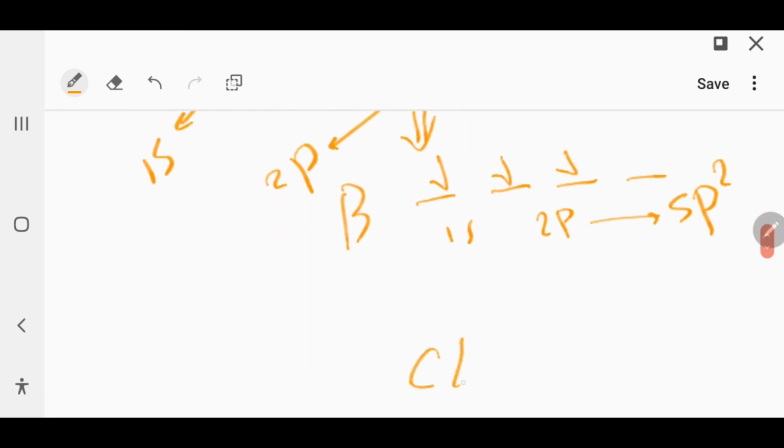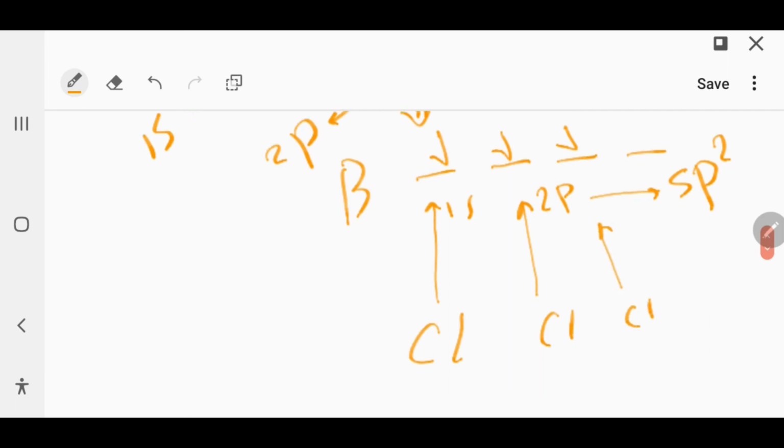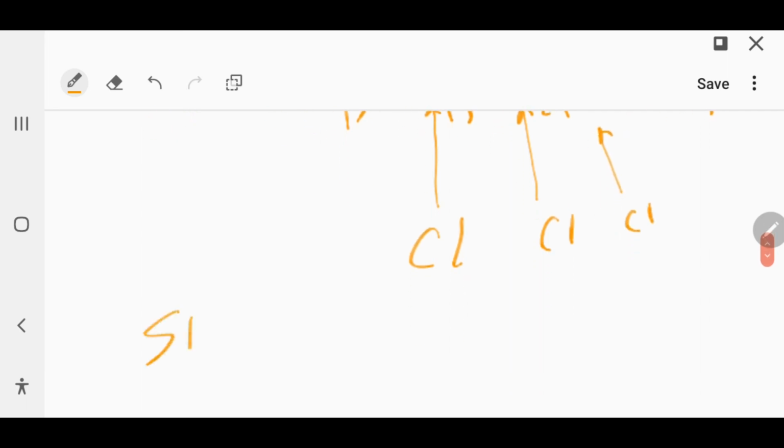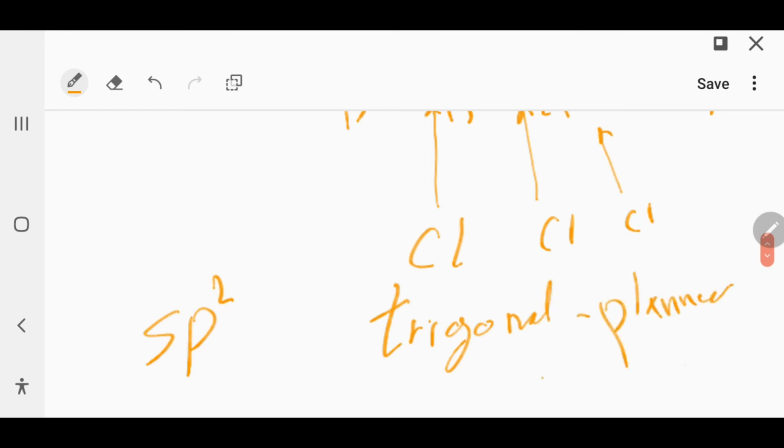And because the hybridization of boron is sp2, boron is connected with 3 chlorine atoms. One is here, the other one is here, and the third one is here. So we have sp2. That means that we have a trigonal planar shape, as we can see.